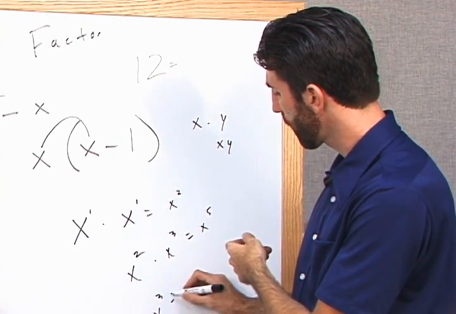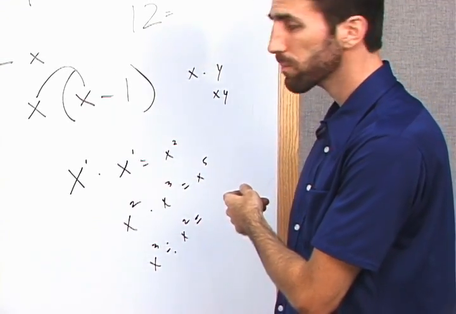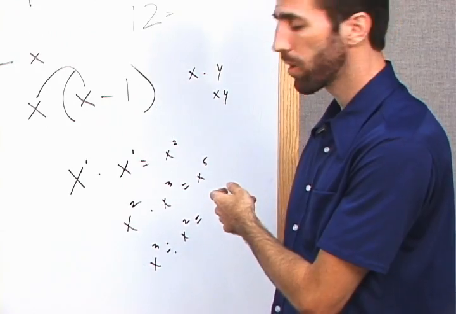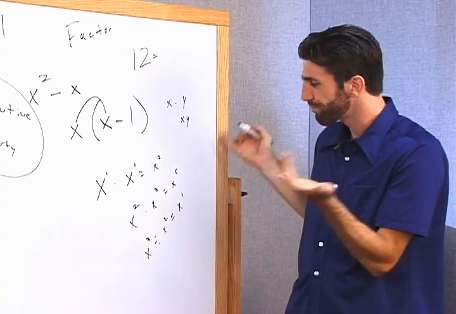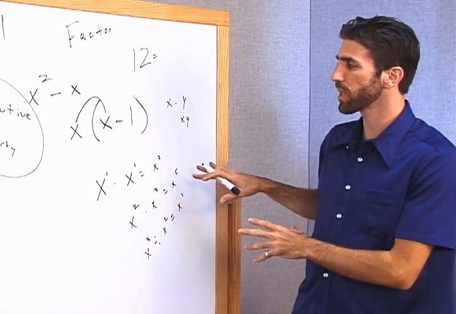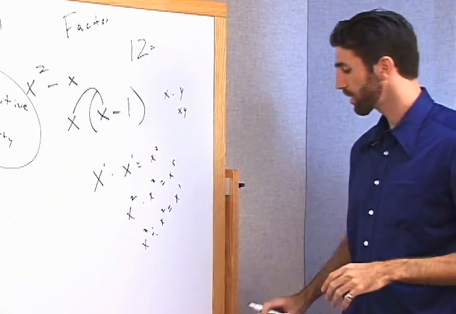X to the third divided by x to the second. What do you think you do with that? Subtract. Very good. So then we just subtract the exponents, 3 minus 2, and we get 1. That's all. Okay? That's just a little tangent to help you understand this a little bit better. I don't want to erase it.